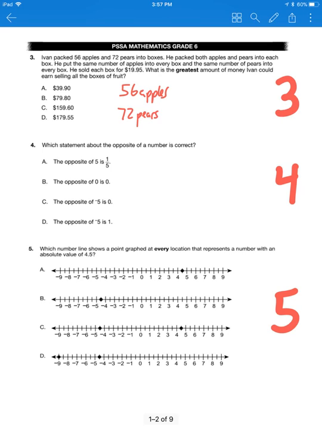Okay, so here's what I know. Because he's packing, let me get my highlighter ready. He put the same number of apples into every box and the same number of pears into every box. That is a greatest common factor in disguise. So I need to find the GCF of 56 and 72. So what I'm going to do is a factor tree of 56 and then of 72. And 56 is 7 times 8. 8 is 2 times 4.